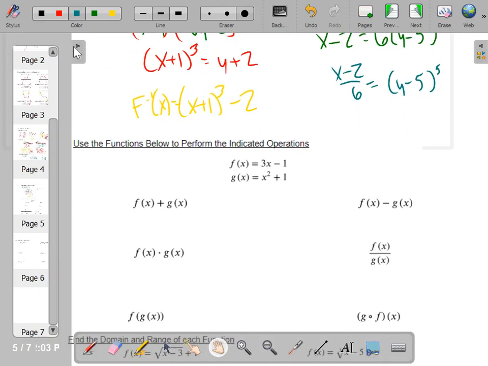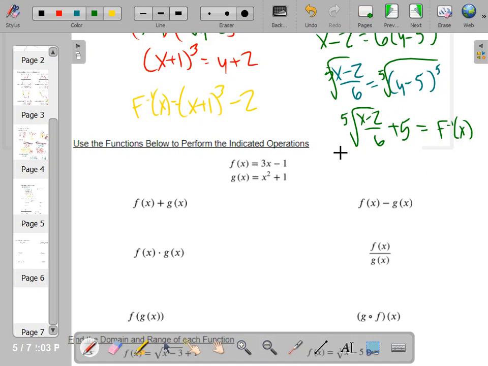Now I can undo the power by taking the fifth root of both sides, which is just messy. The fifth root of x minus 2 over 6 equals y minus 5. I'm going to add 5 to both sides, and I'll write it as f inverse of x. So the last thing is you move the 5 over. Kind of messy, but that's it.